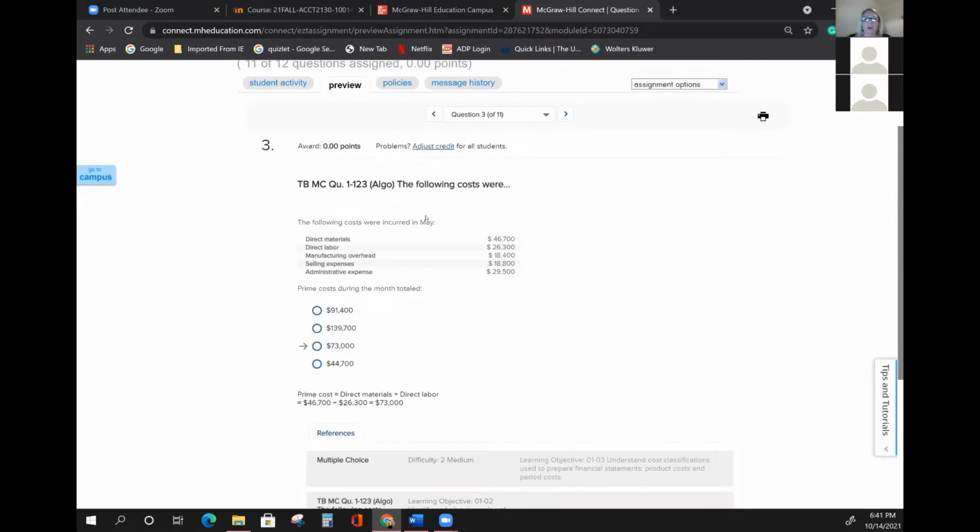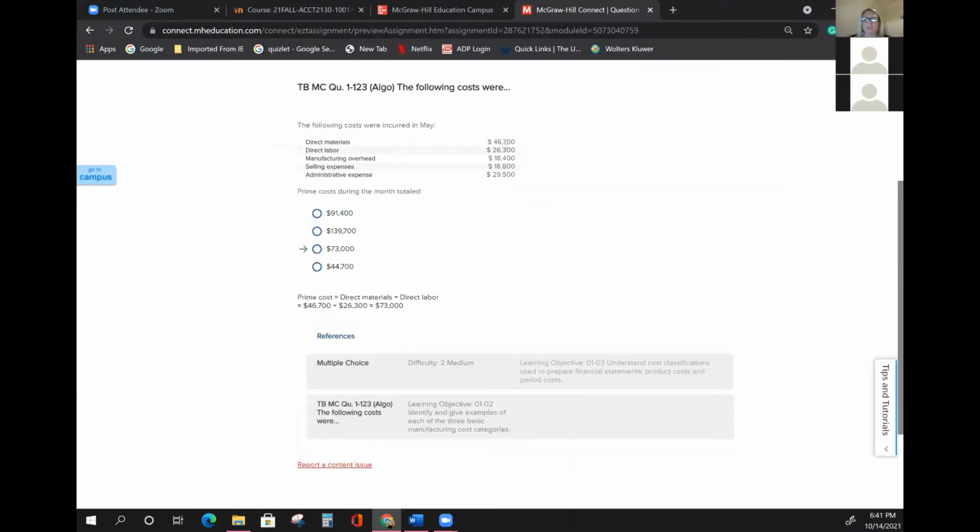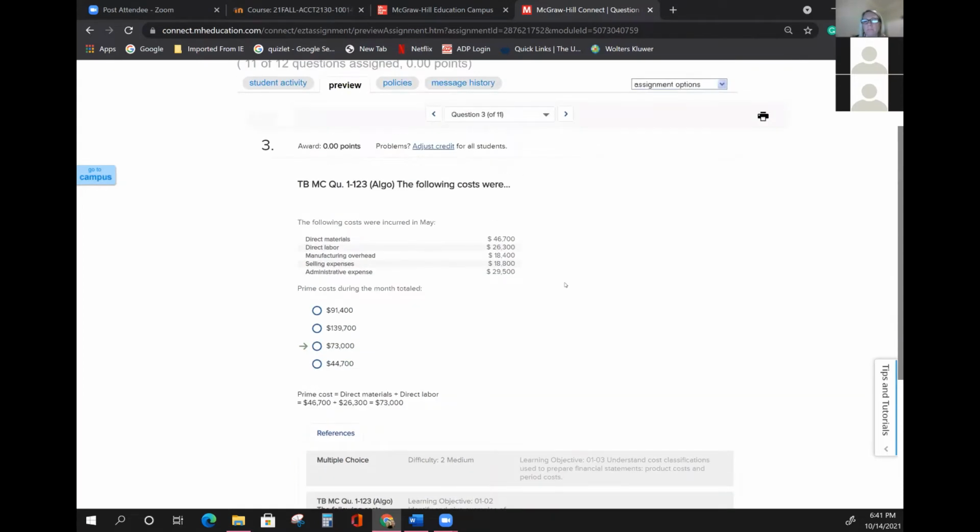Okay, we have the following costs incurred in May. So we list them all out, and it says, what are my prime costs? Our prime costs are the direct materials and direct labor. So I just pull them off my list, add them together to come up with my answer.